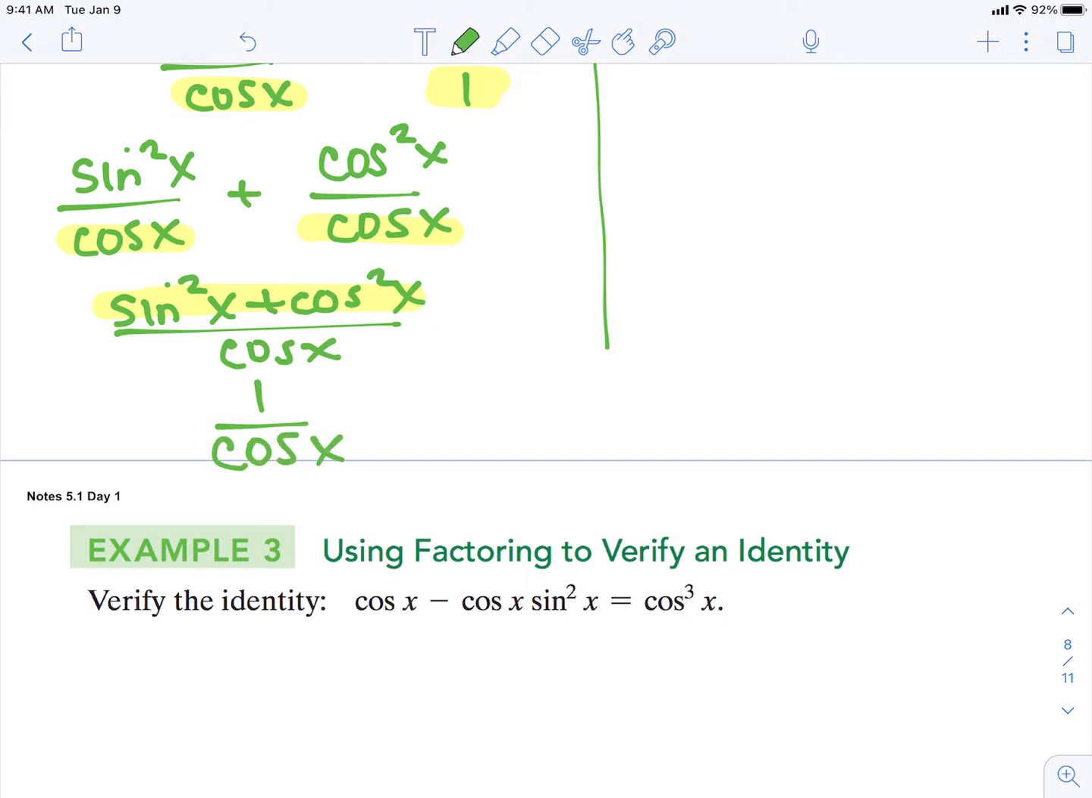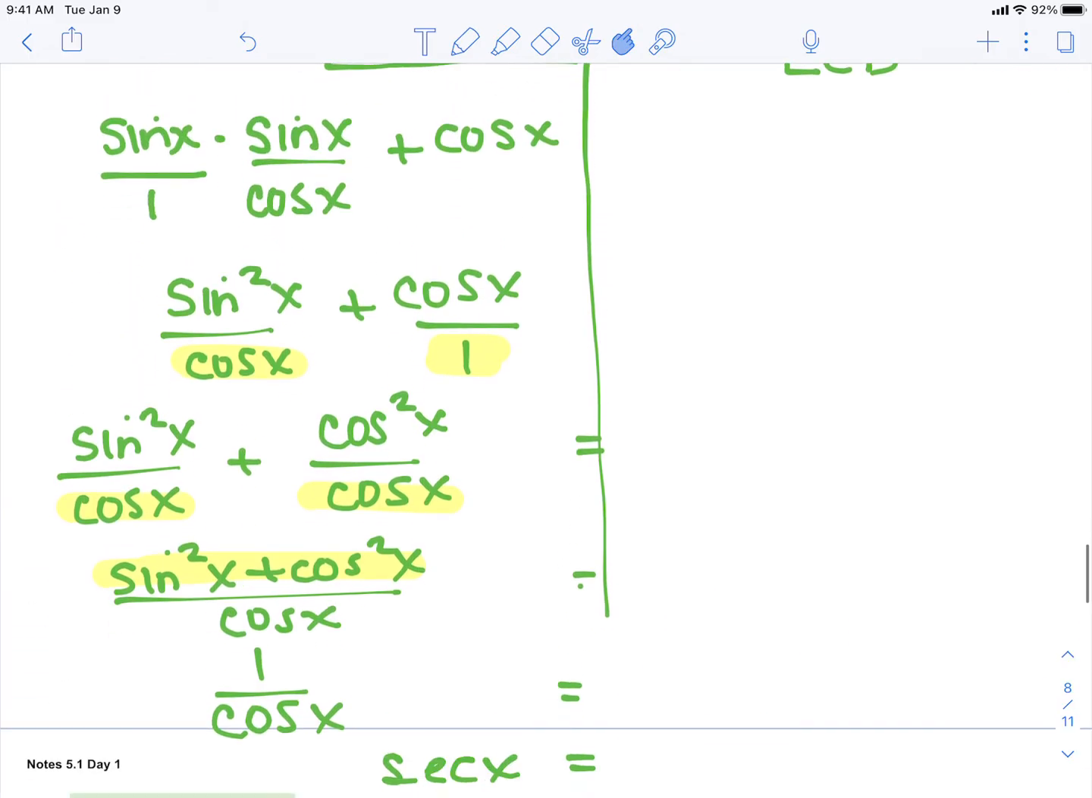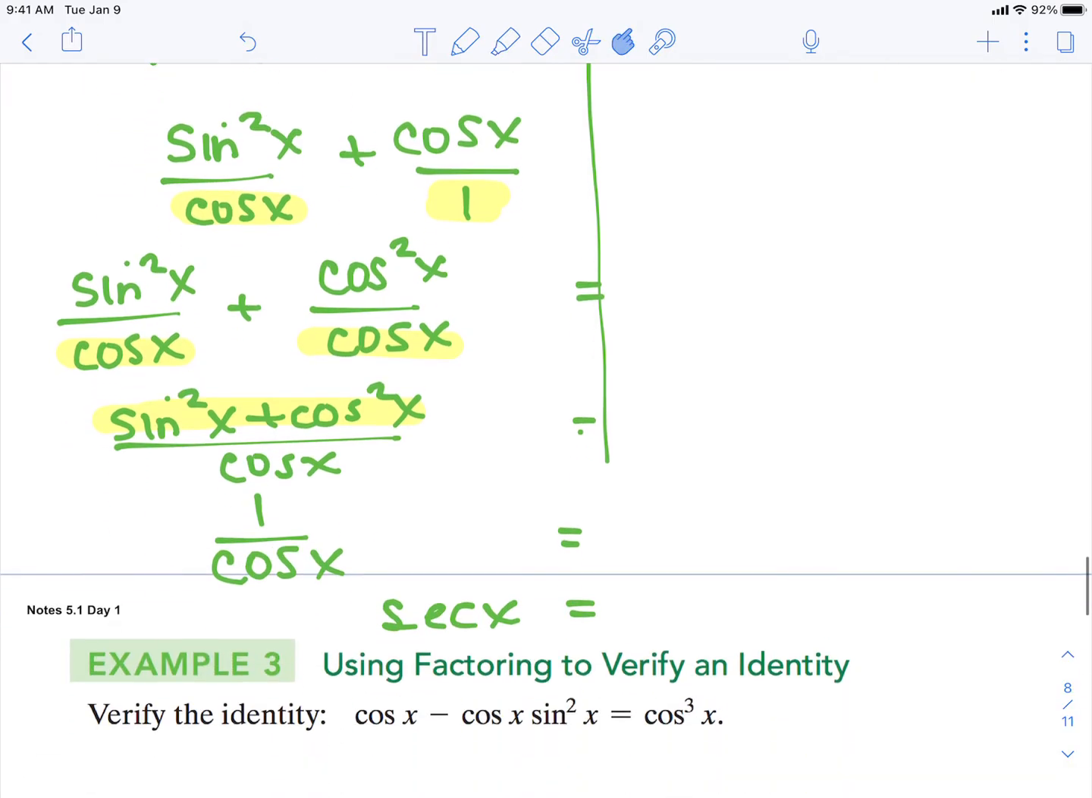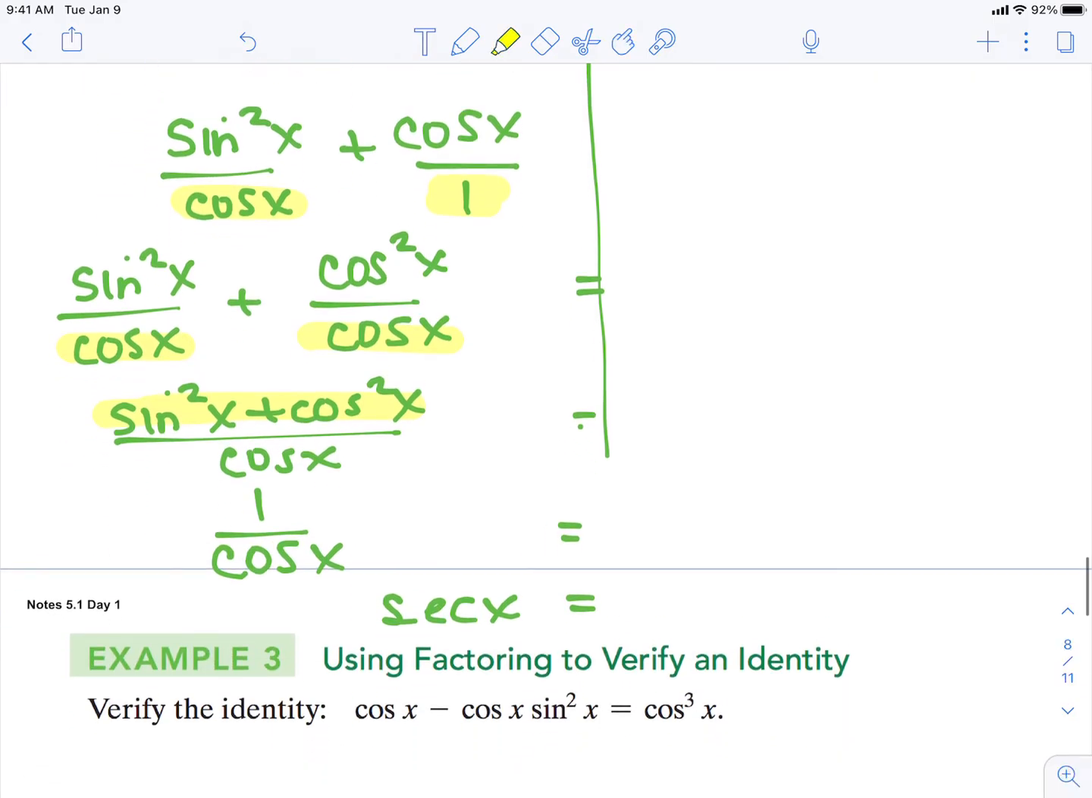Then our last step is to use our reciprocal identity. The reciprocal identity for 1 over the cosine of x is the secant of x. So now just check to see that you've proven the two sides. So we wanted at the end to have secant of x. We have the secant of x.